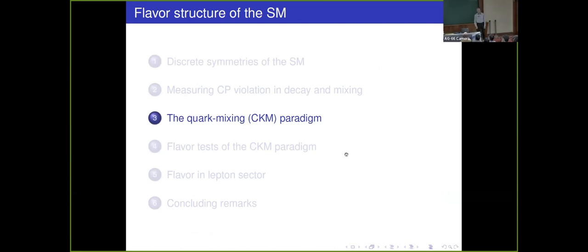Okay, so now what we know from all this is that CP violation will involve somewhere complex amplitudes and therefore complex couplings, and we know what to measure from this. Okay, so now we come to how the standard model tries to explain CP violation in terms of its flavor structure.